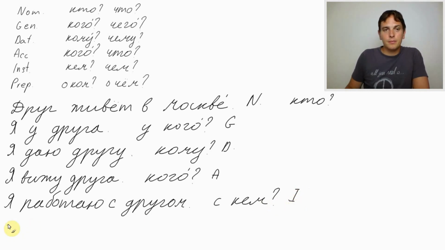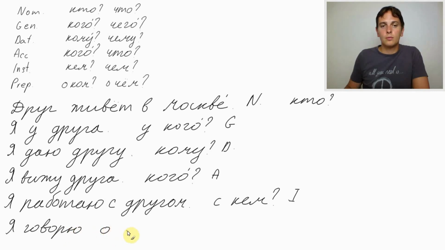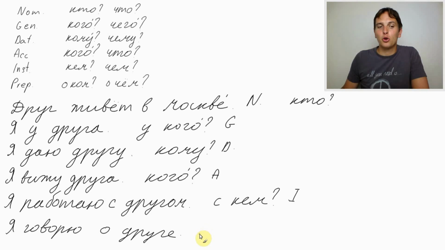And the last one, we would have о ком. About whom. Я говорю о друге. I'm speaking about friend. How would you ask a question to the word friend within this sentence? About whom am I speaking? So about whom we would have о ком.